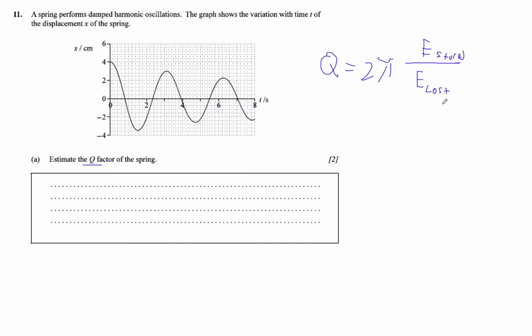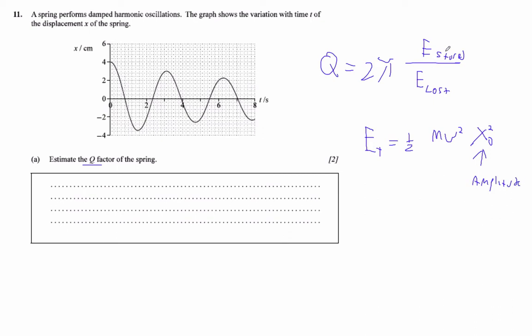So the question is, how can you tell the energy stored or dissipated per cycle? What I'm going to do is use the formula E total is 1/2 m omega squared x naught squared, where x naught is the amplitude.